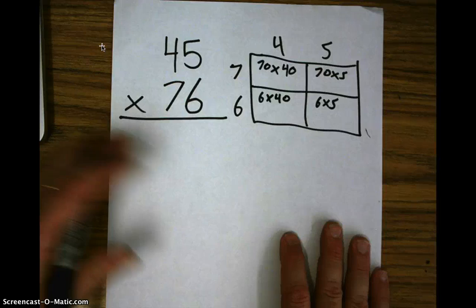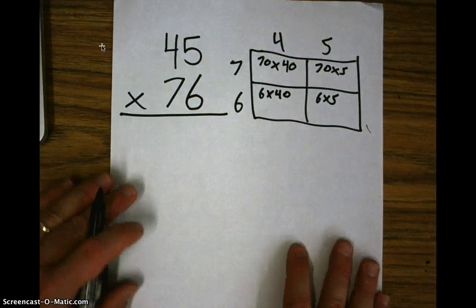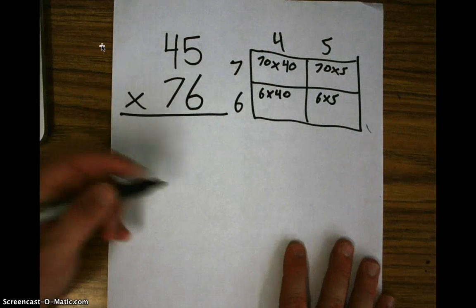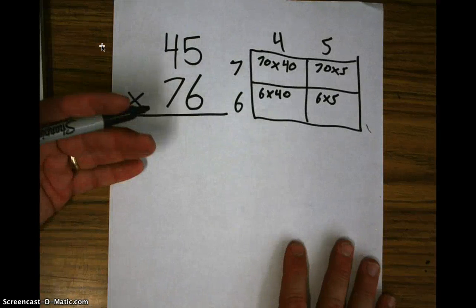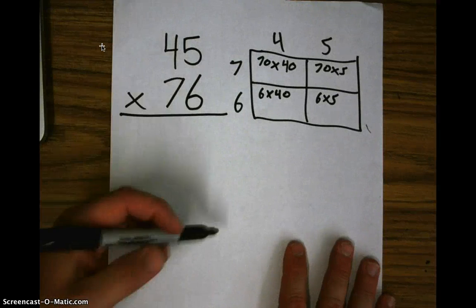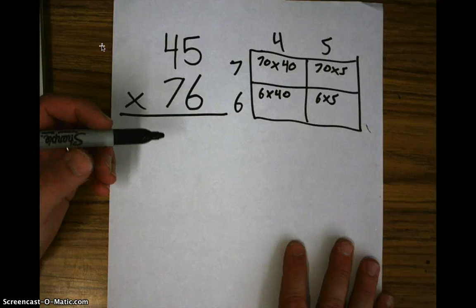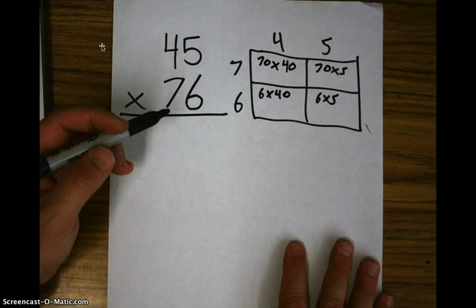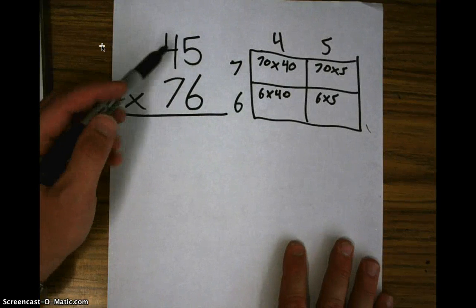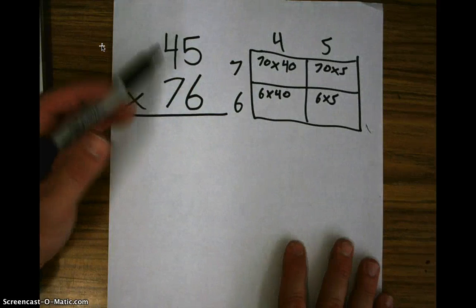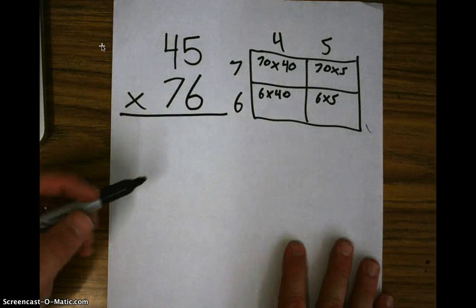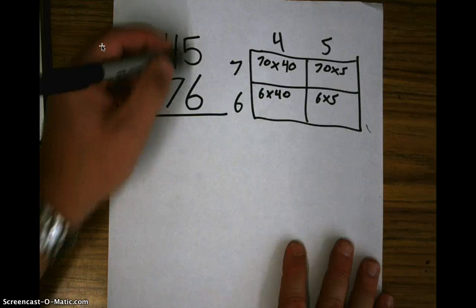You are welcome to use a box if you still feel like that helps you. I just like to move away from the box and look at listing our partial products, just because I think you've got a good enough grasp now on the whole idea of place value. So if it's still something that helps you, please use it. All right, so let's do the partial product method.